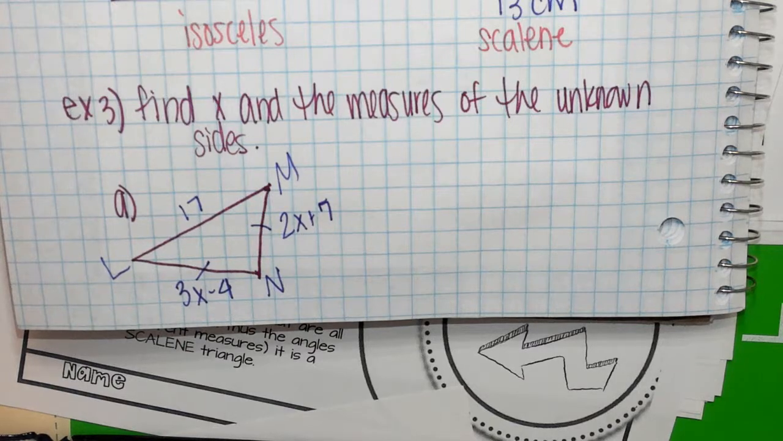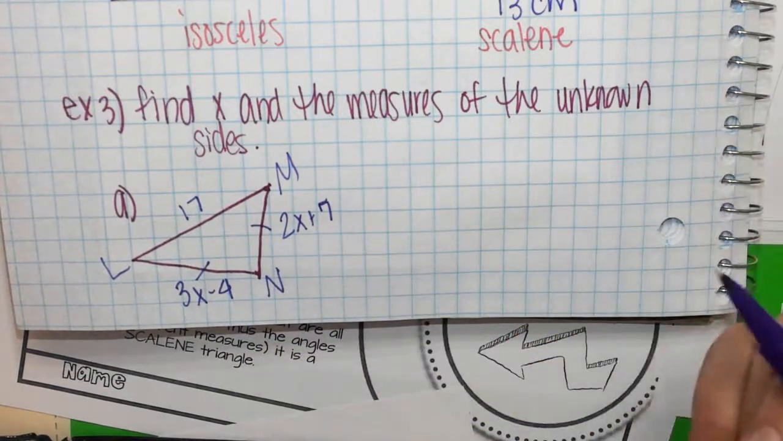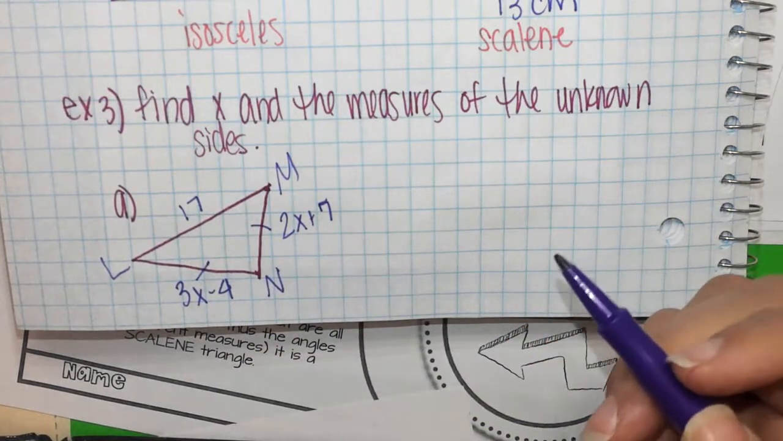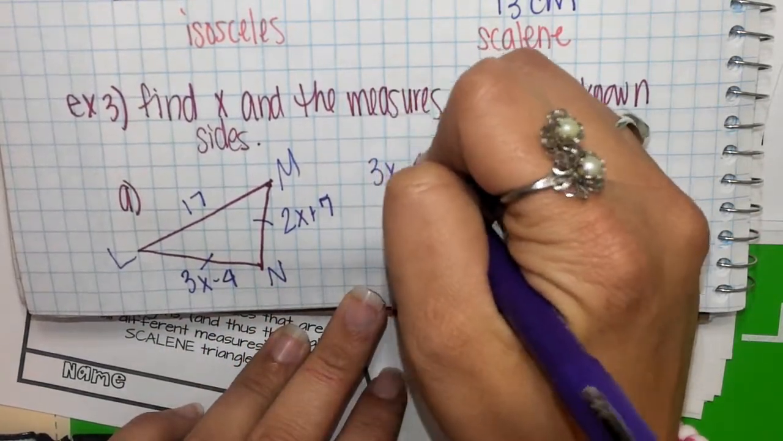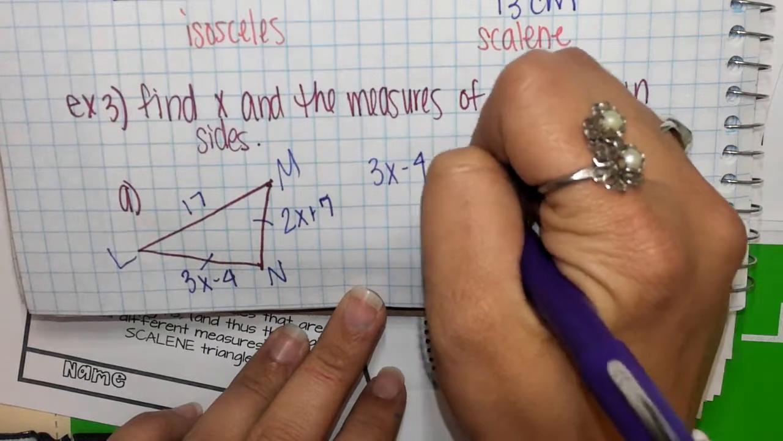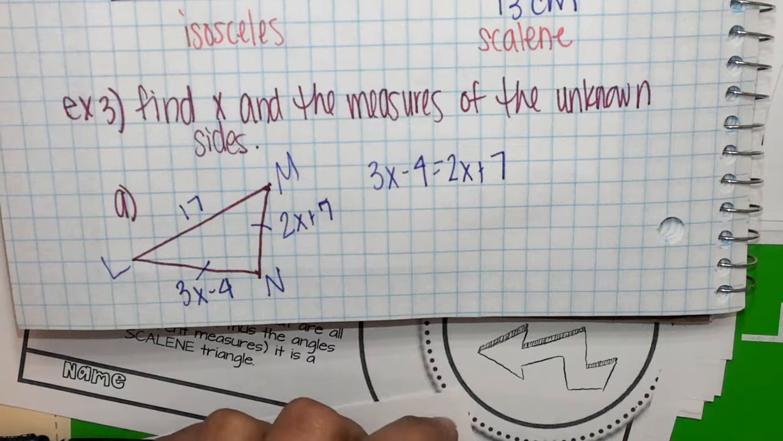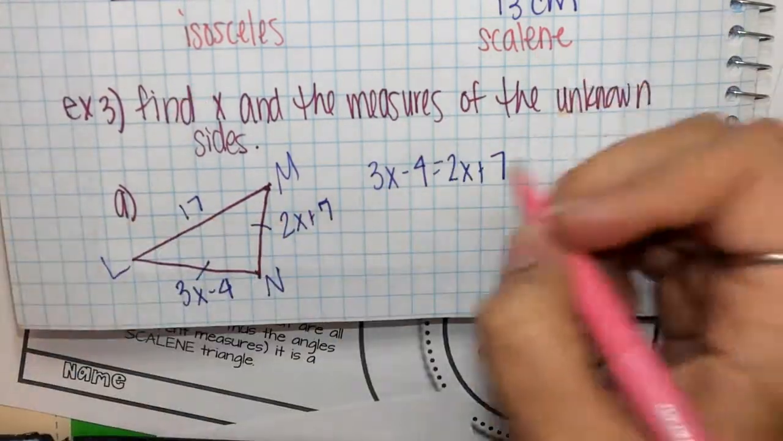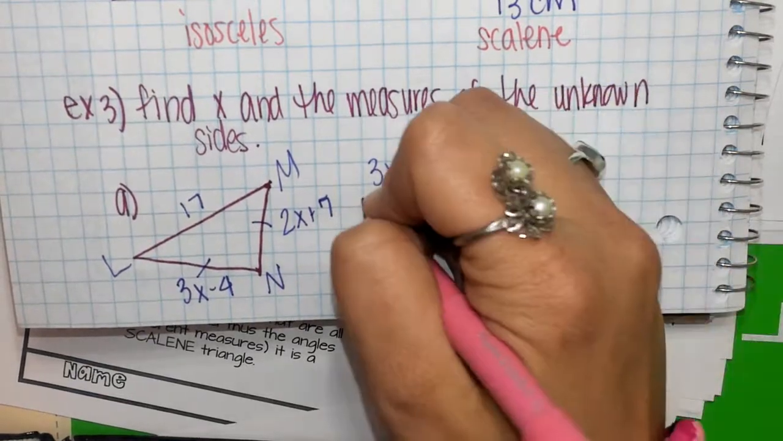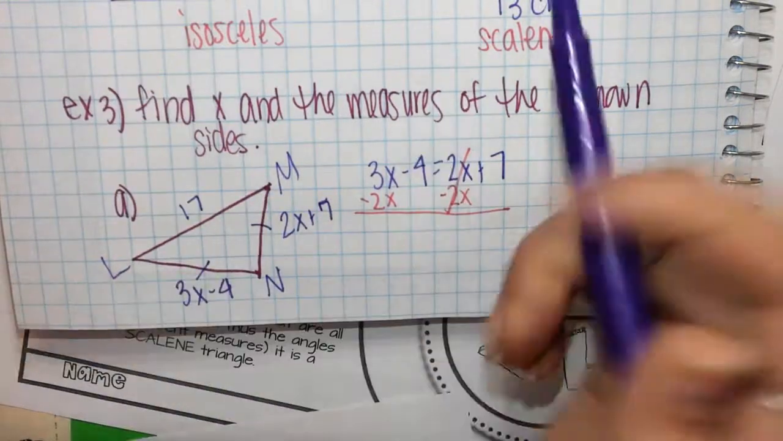All right, so what do the tickies mean about those two sides? They're the same, they're congruent. So what would we do with these parts? Set them equal. So you would say 3x minus 4 equals 2x plus 7. Now, how would I move this 2x over here with a 3x? Subtract 2x. You only combine like terms when they're on the same side. Okay.